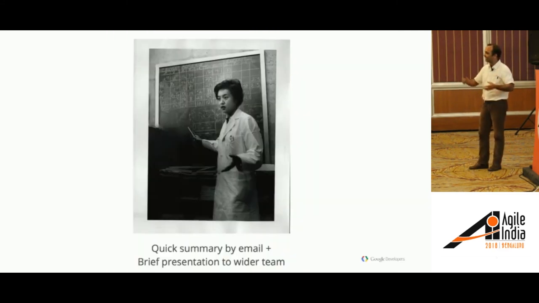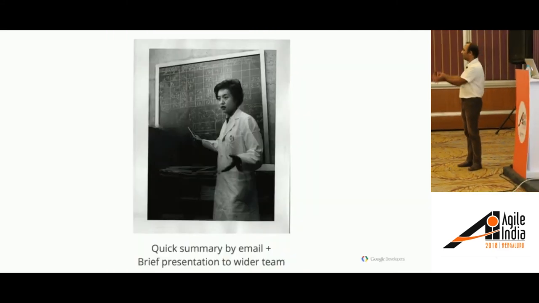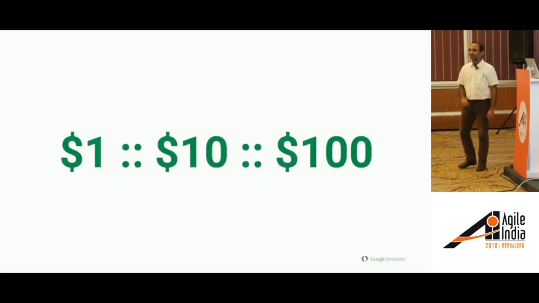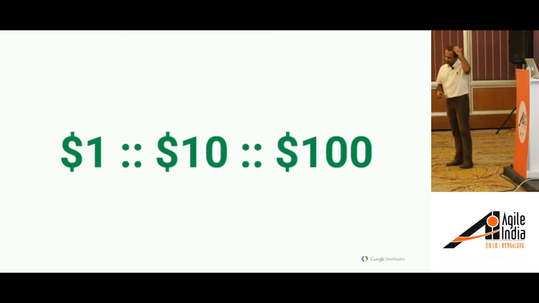And then we send an email and then focus on the next user research or validation out there. I just want to ask, does anybody know about this equation? Very quick: there was research done at IBM that if you invest $1 in research or validation, you will save $10 in your development time. And that $10 will hopefully help you basically have a revenue of $100.